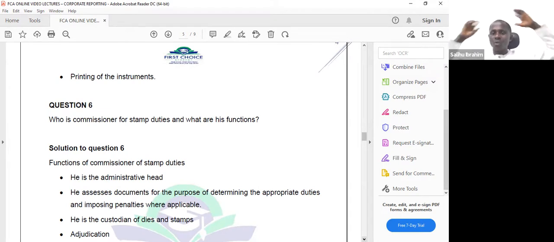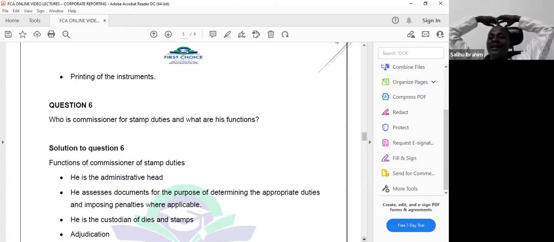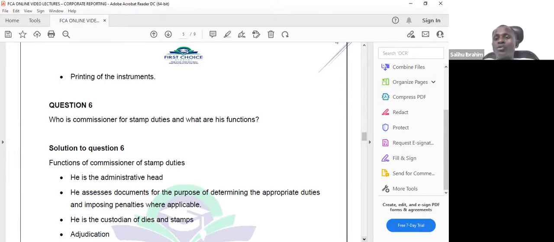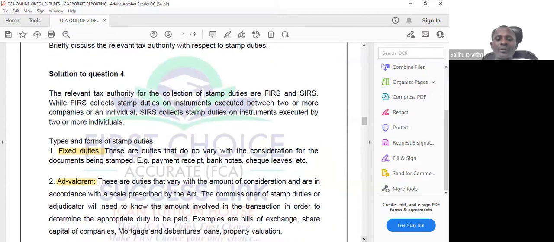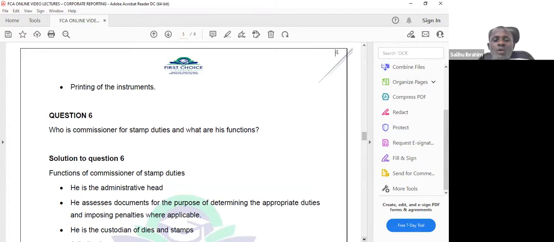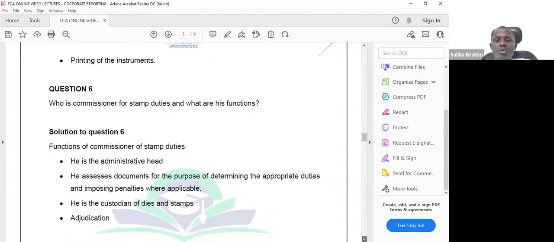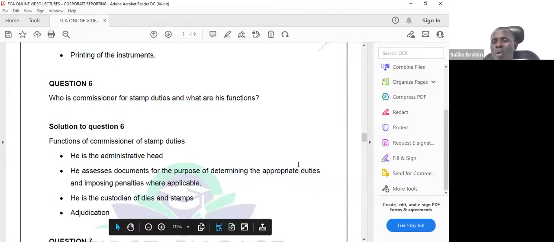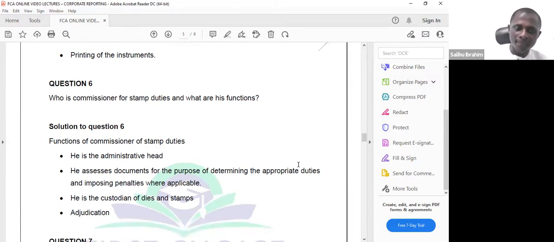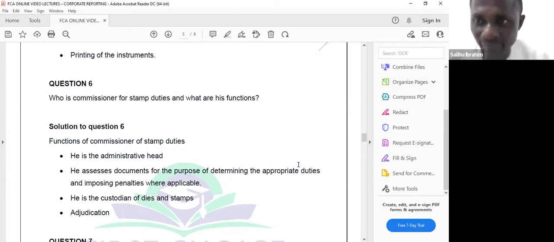If it is a fixed duty, no problem, because that one is predetermined. You know the rate, maybe it's 5%. That is fine. But if it is ad valorem duty, the rate is not fixed. You will need to present it to the commissioner of stamp duty. The commissioner of stamp duty will now be the one to decide on the appropriate amount of duty that you need to pay. He is the custodian of dies and stamps. So all items that are used for stamping, stamp, dies, adhesive, are in the custody of the commissioner of stamp duty.